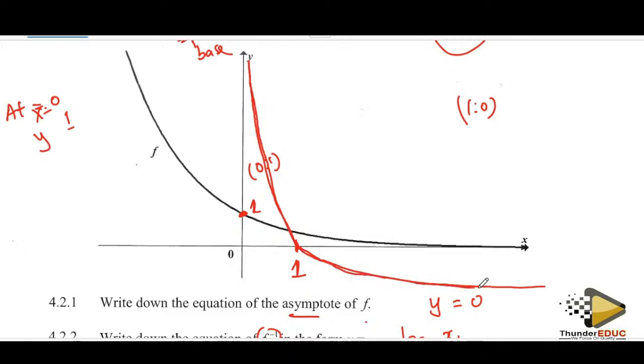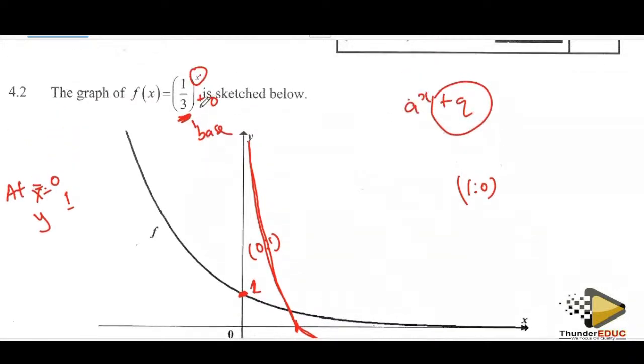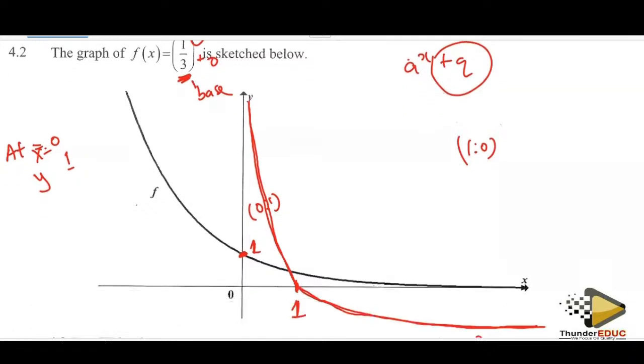Remember, they want one more point, so just look for any other point. Let's say x is 3. Why are we using 3? Let's use 2. So if x is 2, that's 1/3 to the 2, which gives us 1/9.